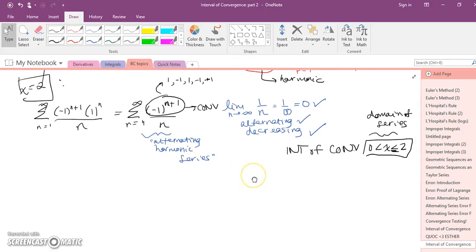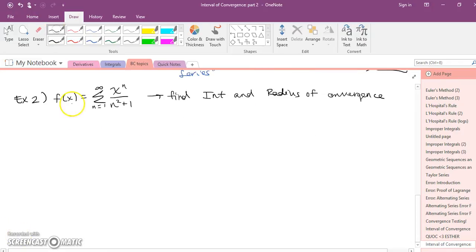Okay, so let me do one more just to make sure that in class we'll be all good to go. So for this one, I'm going to get a new example. Here's what we'll be doing. We want the interval and radius of convergence again. So remember, you always do the ratio test, and then you check the endpoints. So let's do the ratio test.